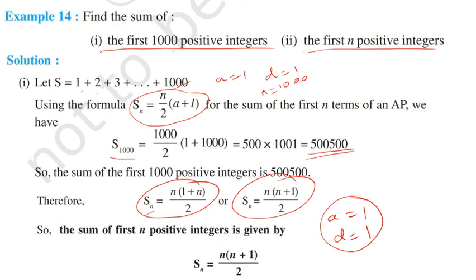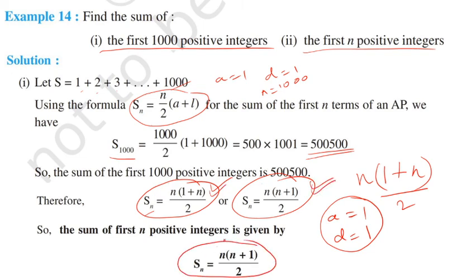So if you see here, if we give the value of a, that is 1, we will get 1, and the last term will be n, and here n by 2, right? So that is what we have achieved in both examples. So this particular answer can also be used as a formula for finding the sum of the first n positive integers, right?